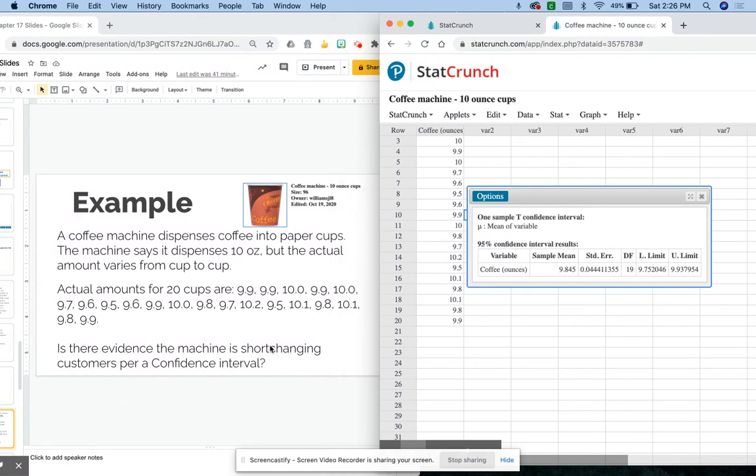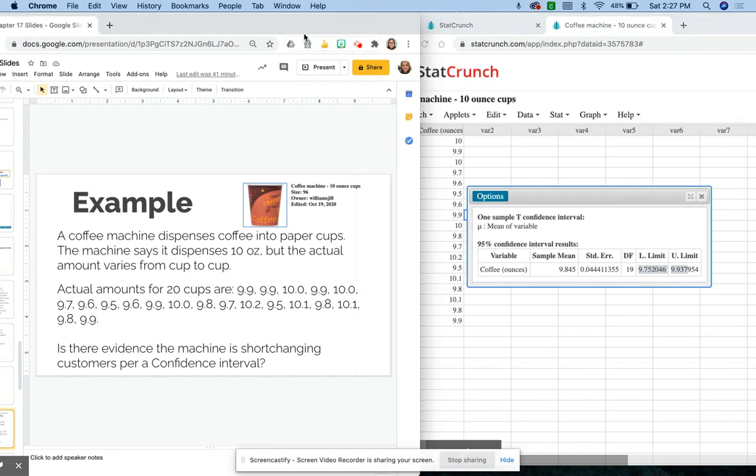Okay, so are they shortchanging people? It says that it dispenses 10 ounces, but the confidence interval tells me that it has anywhere from 9.75 to 9.93 ounces on average. Since 10 is not in that interval, it means it's not a plausible value. So I would say that there is evidence that they're shortchanging people because 10's not even a plausible value.